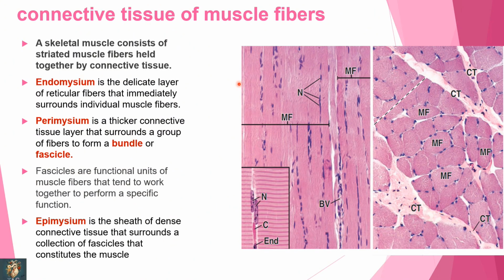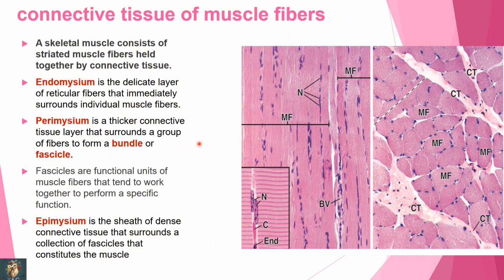Connective tissue. Now the important part is the connective tissue. The skeletal muscle consists of striated muscle held together by connective tissue. First of all, the individual muscle fibers are surrounded by a very delicate reticular type of connective tissue, which is given the name endomysium. This endomysium is reticular, and it contains the smallest arterioles, venules, and the plexus of nerves.